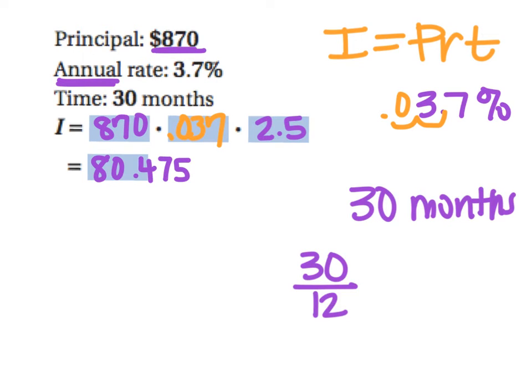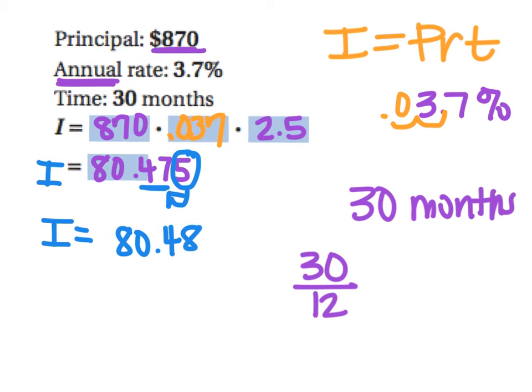Now, here's where you guys have to be careful. This is money. You can only have 2 decimal spots. So if you look at this, you look at the third number, it's a 5. If it's 5 or higher, you need to round it up a cent. So my interest is going to be $80.48.